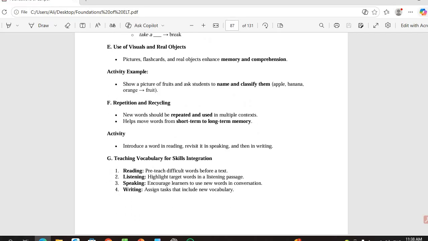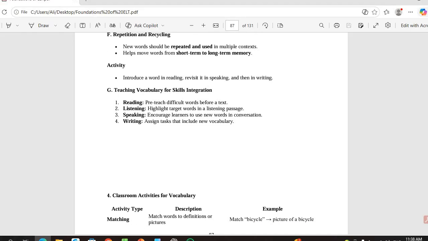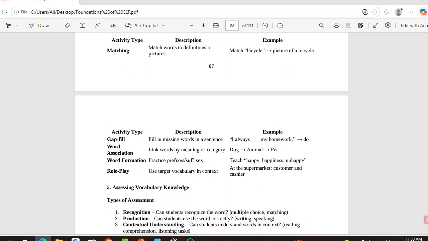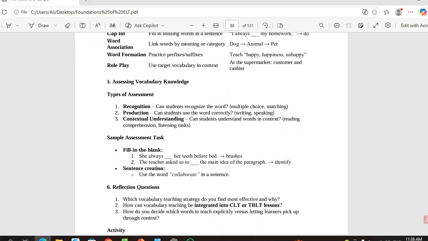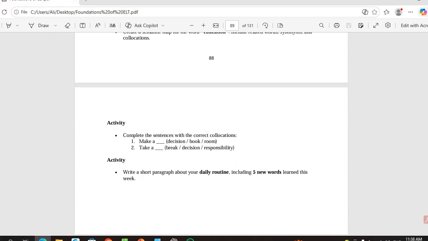Number G, teaching vocabulary for skills integration: reading, listening, speaking, or writing. Pre-teach words, highlight target words in the listening passages, encourage learners to use new words in conversation, assign tasks that include new vocabulary. So this is how you integrate the words into our 4 skills, the 4 integrated skills. Okay, so these are different activities of teaching vocabulary.